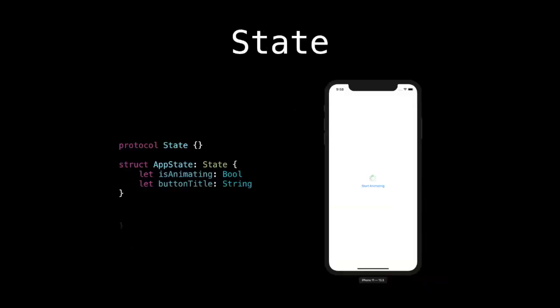Okay, so let's talk in detail about how you can do a simple implementation. Let's start with the idea of an application with a spinning activity indicator and a button, Start animating. On the left side you have a Swift implementation. My activity indicator can animate, so I should keep the state of whether it is animating. I should also keep the button title because I would like to change it. If the animation stops or starts, I should display a different title.